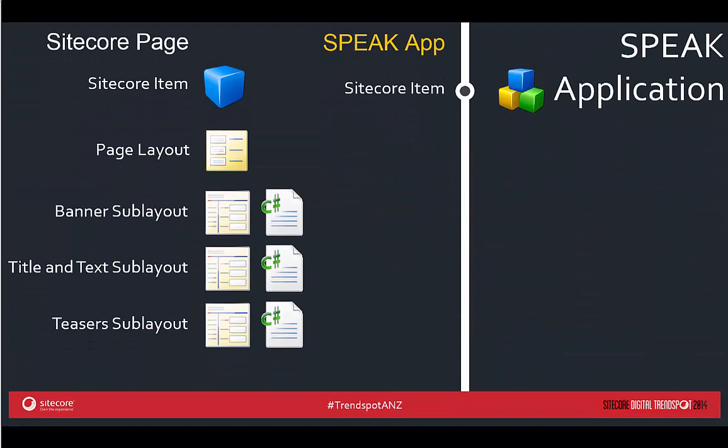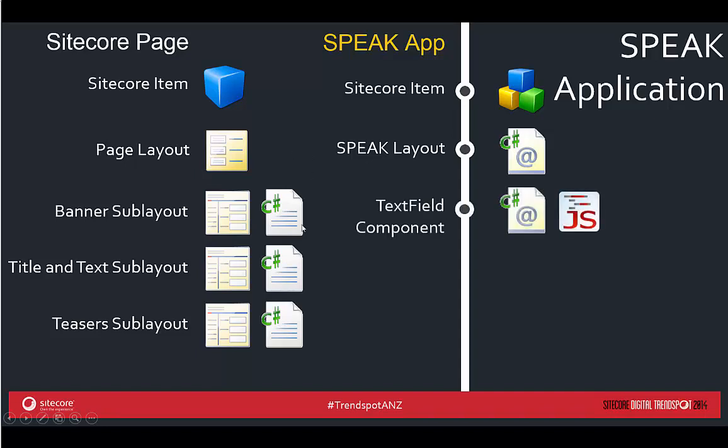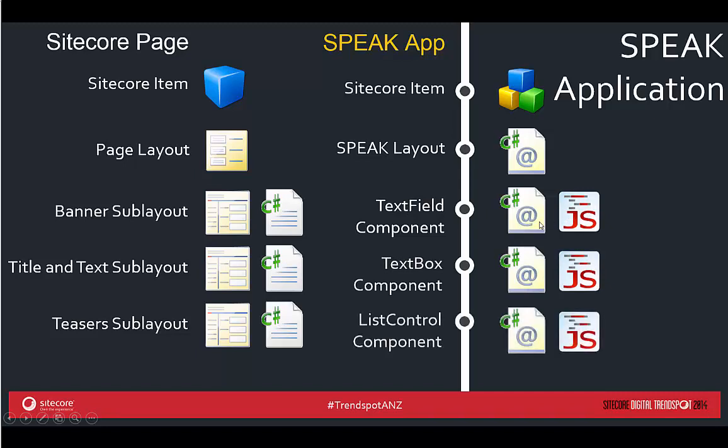Now, if we look at a Speak application, we'll find it's not too different. We still have the Sitecore item, which is the application. We still have a layout, but the Speak layout is using Razor or .cshtml files instead of ASPX, and we still have these components or renderings, but we just have the shift into client-side technology, so we have CSHTML and JavaScript files rather than C# and ASCX.